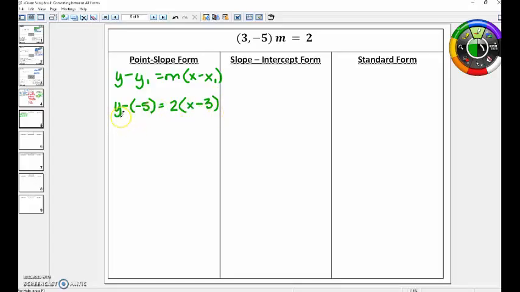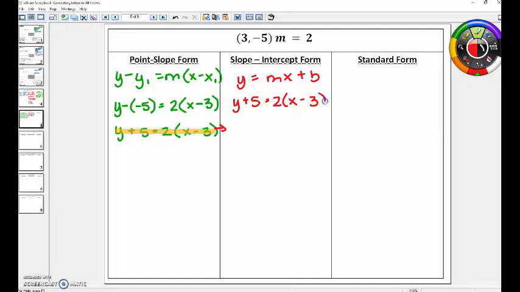The only thing I need to do here is simplify this piece right here to become y plus 5 equals 2(x minus 3). And there we go. There's my equation. Now, to convert that into slope-intercept form, let's write my slope-intercept form up here. And my new equation, y plus 5 equals 2(x minus 3).